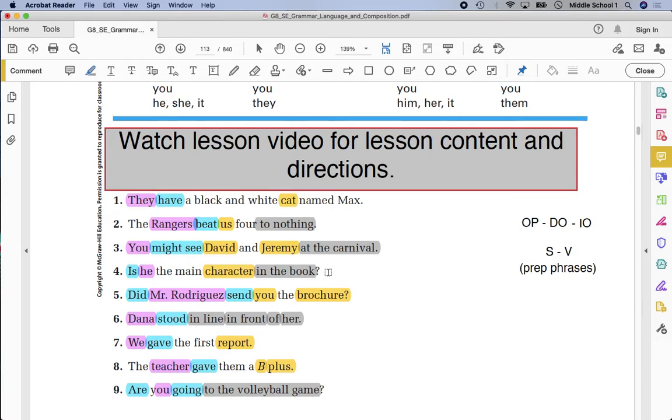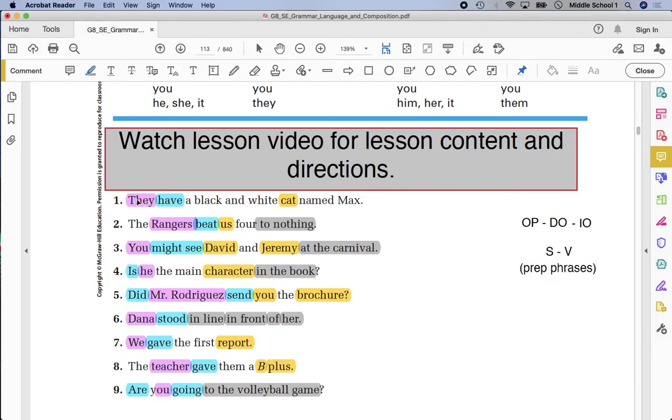So when you turn the sentence around, like sentence number 4, it really says he is the main character in the book. In sentence number 5 and in sentence number 9, there is a helping verb and a main verb. So Mr. Rodriguez did send: subject and verb. You, helping verb are, verb going.